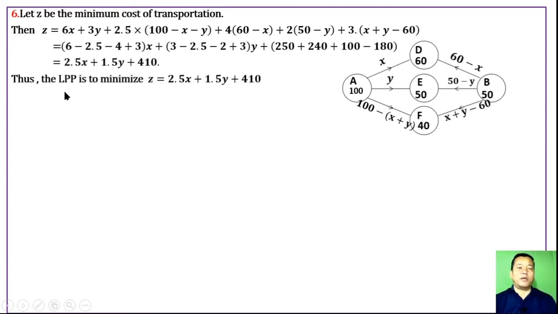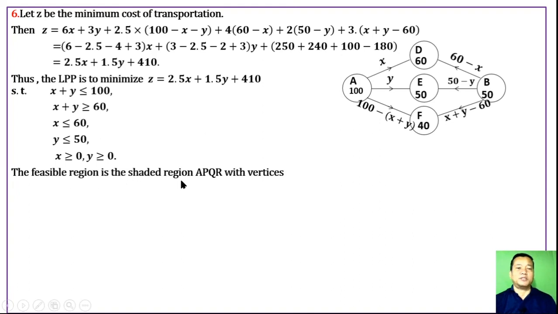Thus, the linear programming problem is to maximize or minimize Z, the objective function, subject to the constraints x plus y should be less than or equal to 100, x plus y should be greater than or equal to 60, x should be less than or equal to 60, y should be less than or equal to 50, x should be greater than or equal to 0, y should be greater than or equal to 0.